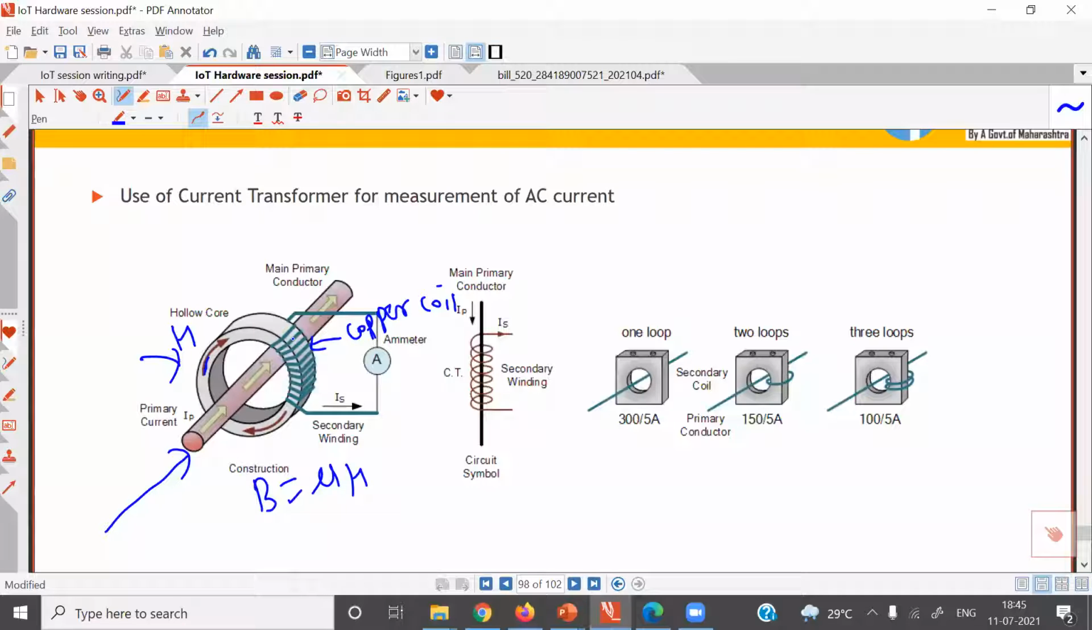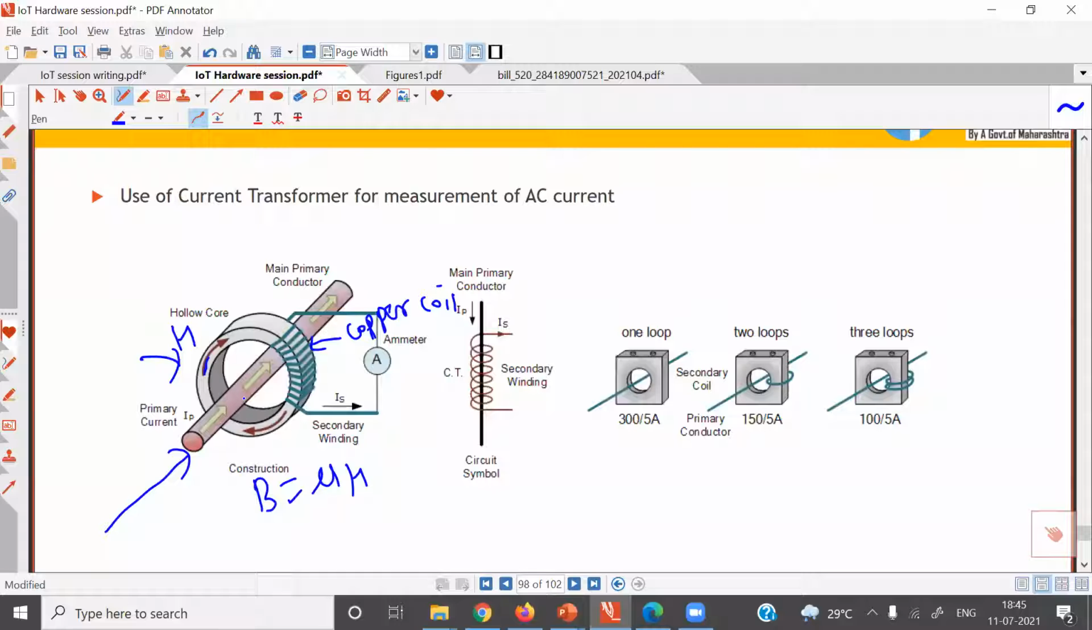According to Faraday's law of induction, voltage is induced across the coil, across the CT coil, because this time varying current produces time varying magnetic field. And according to Faraday's law of induction, time varying magnetic field produces voltage in the closed circuit.